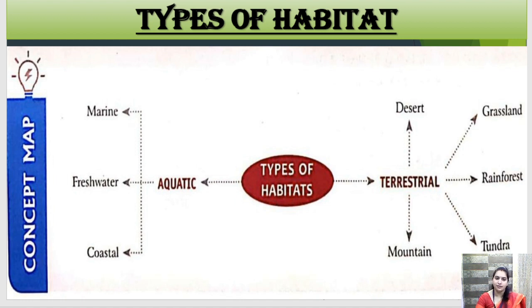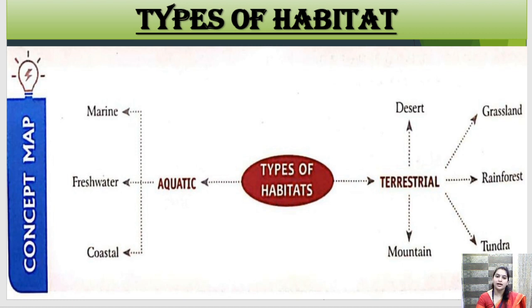Before that, let me revise what a habitat is. Habitat is a place where animals and plants survive, the place where they live and where they get all the facilities. It's not that if an animal is living in a small burrow, that becomes its habitat. No. The place where they get all the facilities. What facilities does an animal require? Do they require a school? Do they have to go to school? No. What are their necessities? Their necessities are food and water. So the place where animals and plants live and fulfill all their necessities is called its habitat.